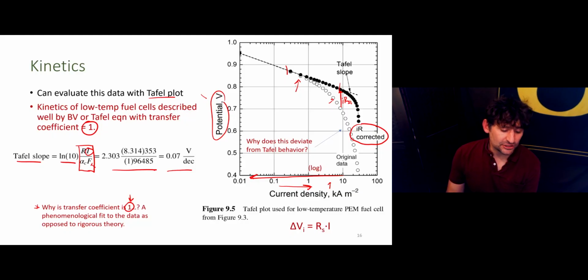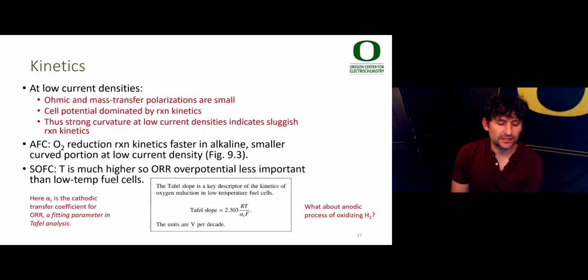The hydrogen oxidation reaction kinetics are substantially faster and don't contribute substantially to the kinetic overpotential. The reason the transfer coefficient is about 1 is because this is what is found experimentally. There's no good theory to explain this rigorously as far as I know. It's essentially a fitting parameter to the data. When we're analyzing fuel cell data at low current density, we know that the ohmic and mass transfer polarizations or overpotentials are small. This is because those typically go more linearly with applied current, so they go to 0 as the current approaches 0.